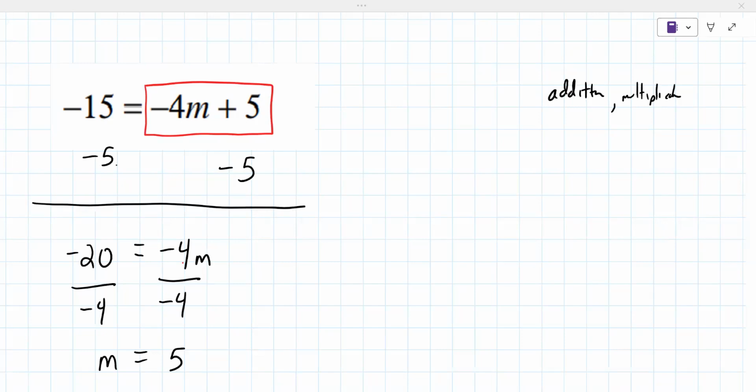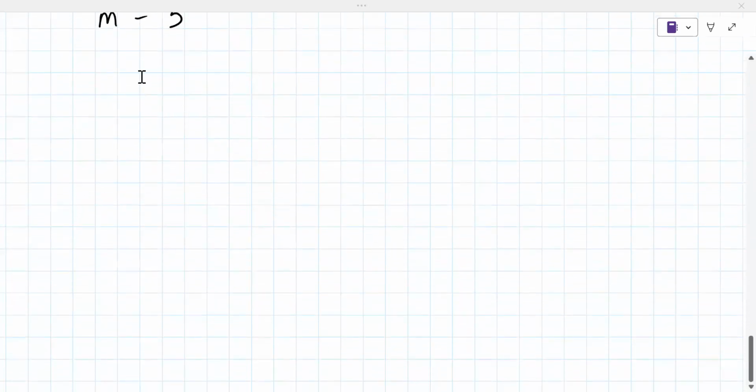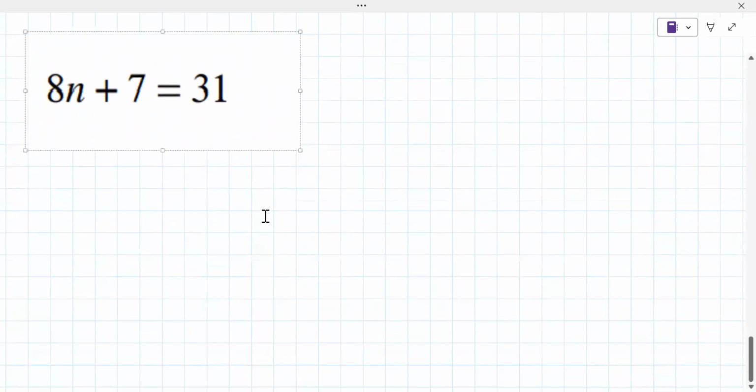All right. So you got it down. Let's look at one that's like this one. Hold on a minute. I need to write a little bit of it down. Okay, so here we go. Here's your problem to look at. Go ahead and try this one.